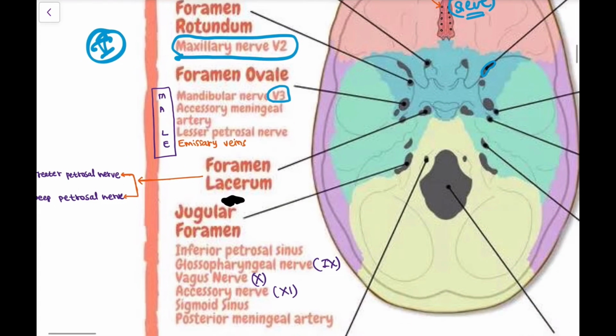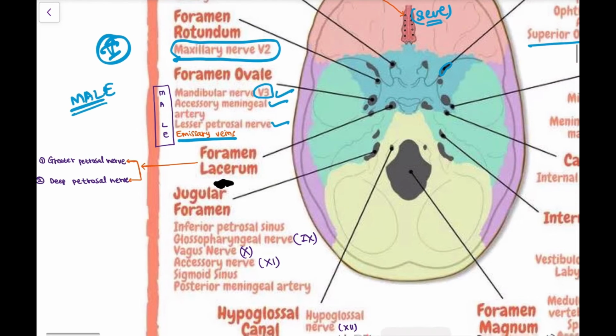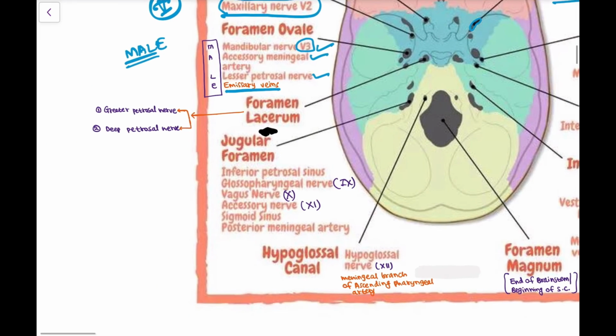Here is the mnemonic for the foramen ovale: MALE. M is for mandibular nerve, the third branch of trigeminal nerve, then accessory meningeal artery, lesser petrosal nerve, and emissary veins. So these are the structures passing through foramen ovale. Then foramen lacerum, through which the greater petrosal nerve and deep petrosal nerve pass.